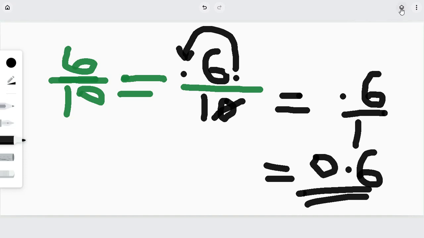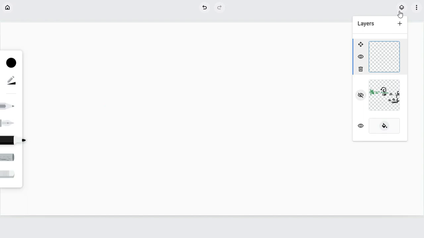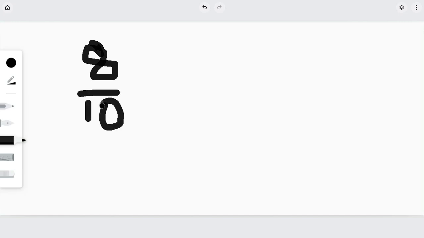So I want you to do this one. Let me quickly change the board here. I want you to do 8 over 10. I want you to change 8 over 10 to decimal. You understand? So pause the video now and quickly do it.